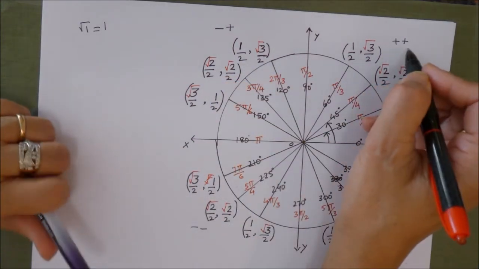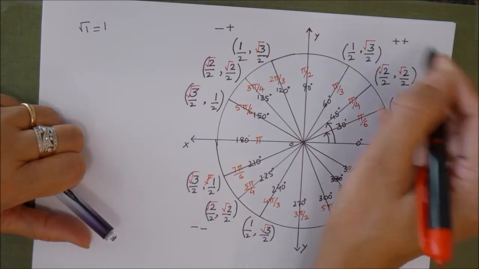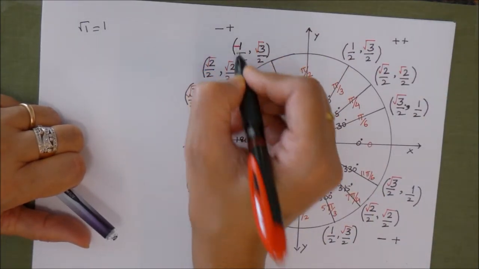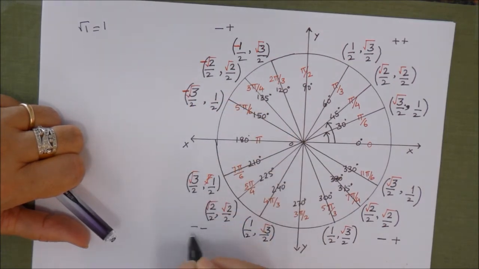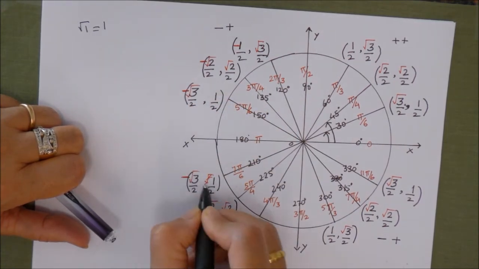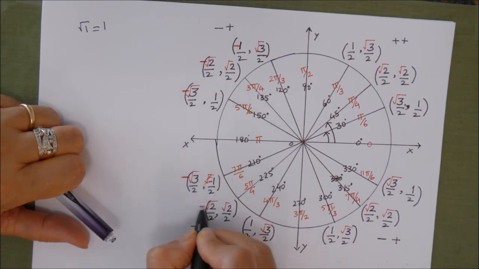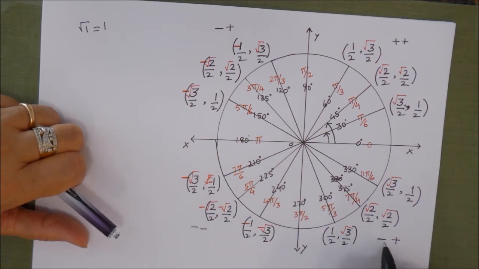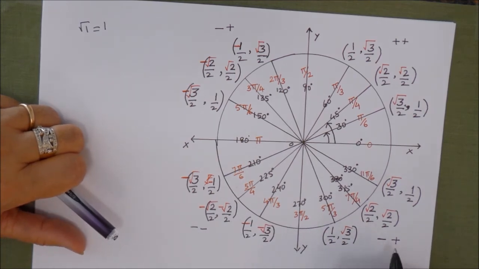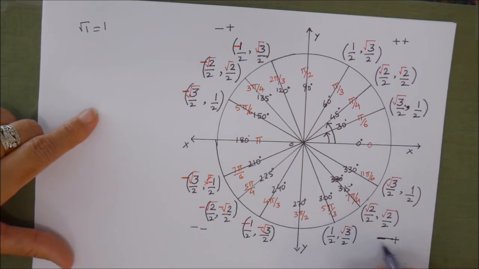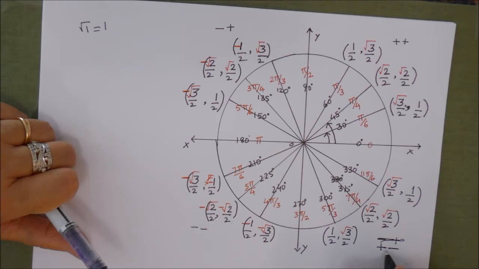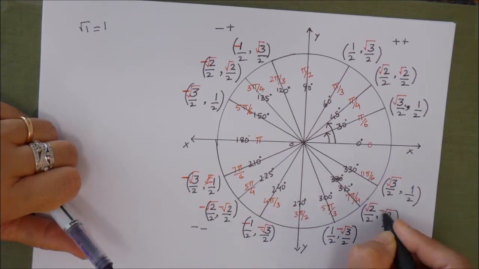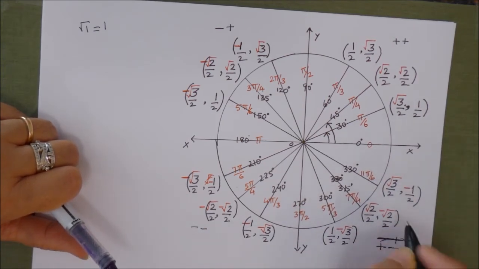Since x and y both are positive, we don't have to put any sign. But here x is negative, so we write the negative sign here. Here x and y both are negative, so we put negative for both. In this case x is positive and y is negative, so we put the negative sign for the y coordinate.